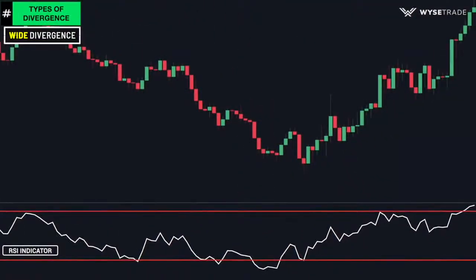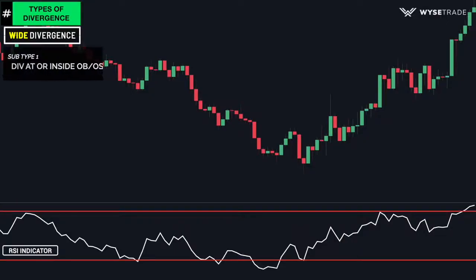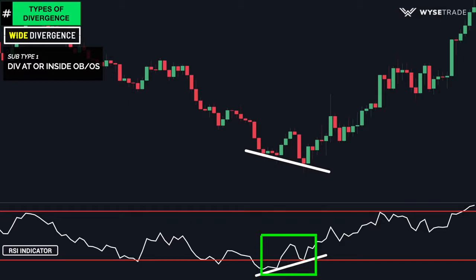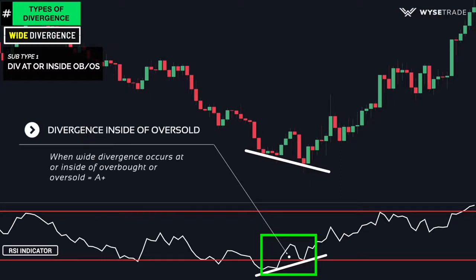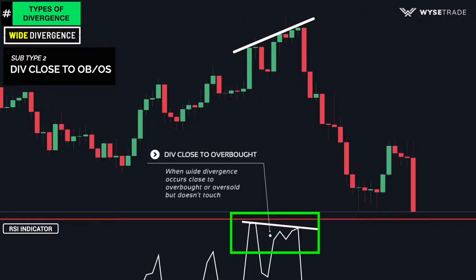Now again, there are the two subtypes of wide divergence, which is 1, when the divergence occurs at or inside of the overbought or oversold region. Notice how it's clearly occurring in the oversold region. Or 2, when the divergence occurs close to the overbought or oversold region. Notice how it's close but not touching.